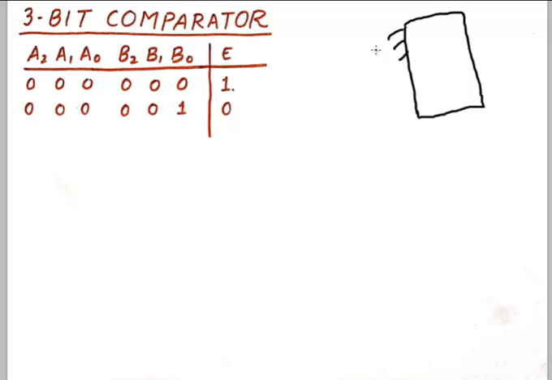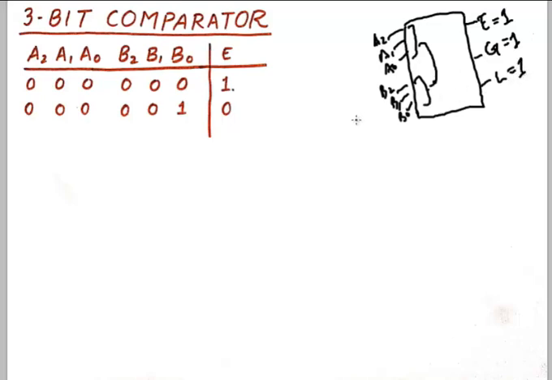So we have the first number with A2, A1, A0 bits, and the second number is B2, B1 and B0 bits. So this 3-bit number will be compared to this 3-bit number, and if these two numbers are equal, there is going to be an output here, E, which will set itself to 1. If A is greater than B, then there's an output G that will set itself to 1, and if A is less than B, there's going to be an output L which will set itself to 1.